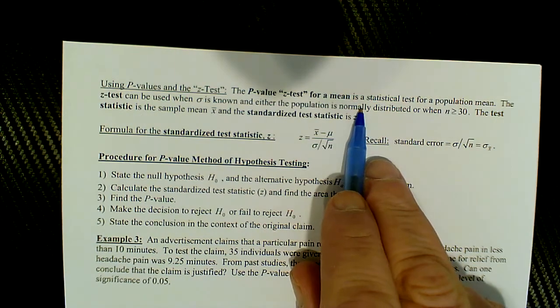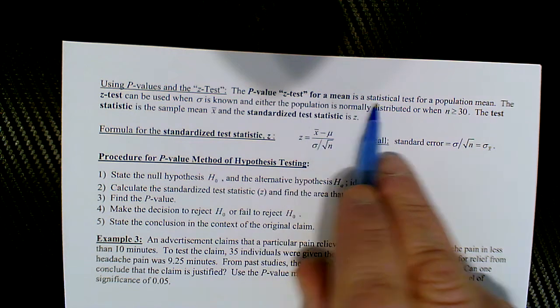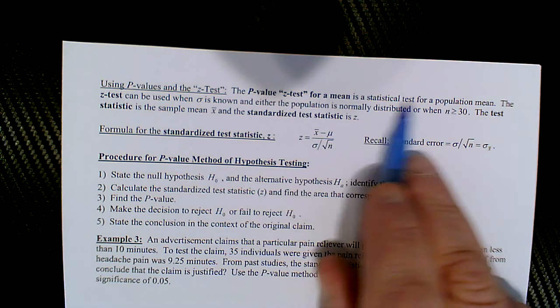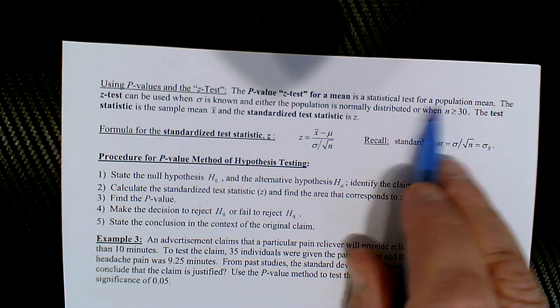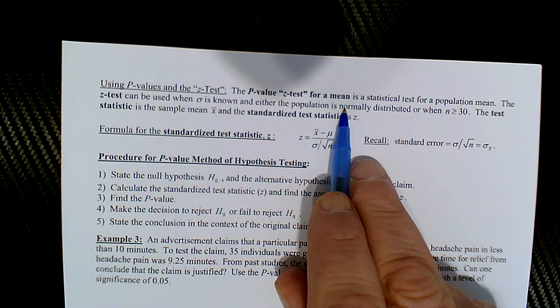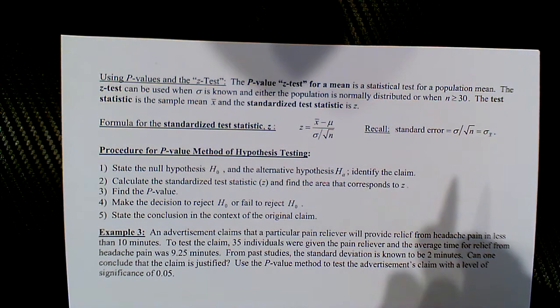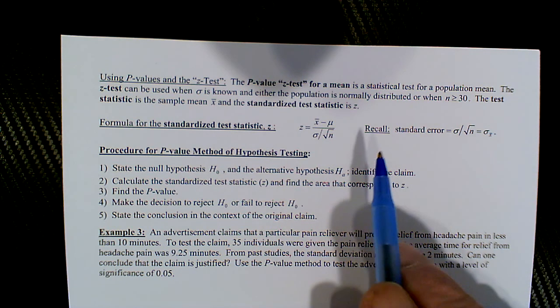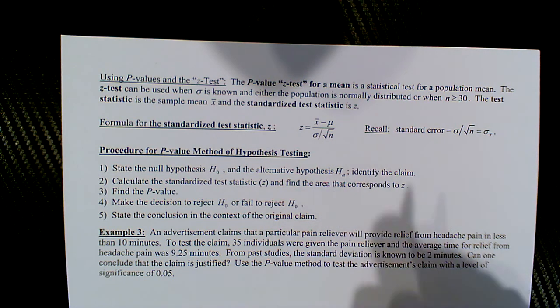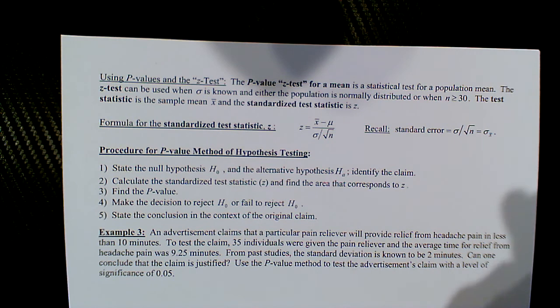Just a reminder of the flow chart. When do you use, okay, it's a test for the population mean, and we know sigma, and either the population is normally distributed or n is greater than or equal to 30. Then we're going to use the z-test, or the normal distribution. And it could be either, there's this p-value method, and then in the second part of this section, we're going to look at the critical value method.